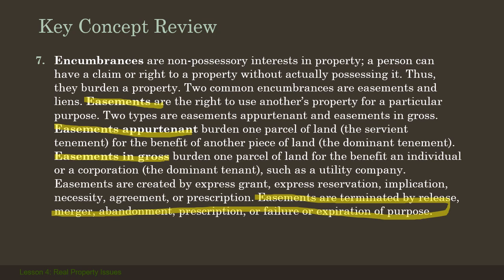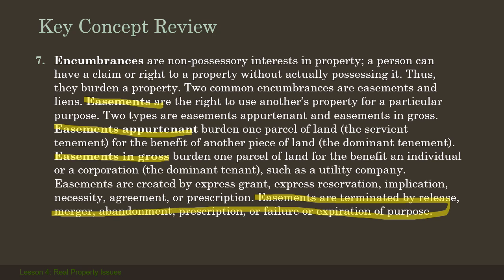Abandonment, if my neighbor who has the easement on my property abandons it, clearly doesn't use it any longer. And this gets a lot more complicated than I'm making it here, but just as an overall, general view for you, if my next door neighbor abandons the easement, that could terminate the easement.